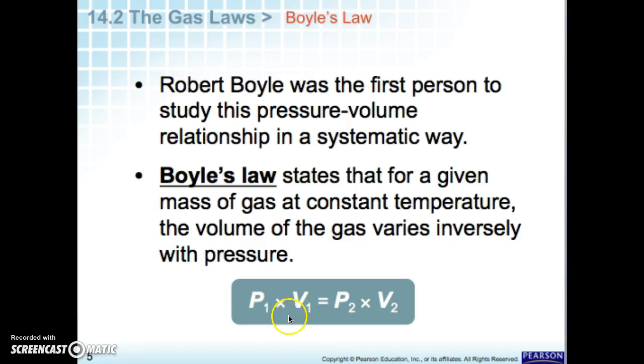And we have the ones here. The ones are usually your initial or starting conditions. The twos, like P2 and V2, those are your final conditions. So it starts with this and it changes to that.